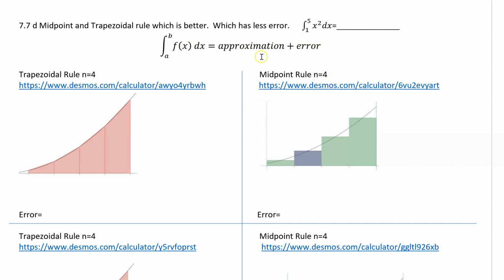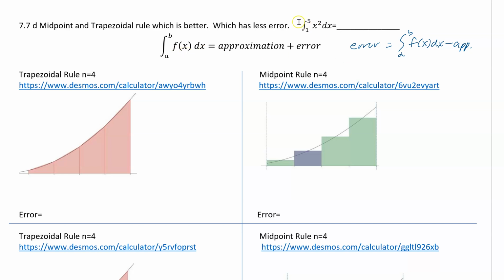If you take the approximation, do we have to add something to get the actual value, or subtract it? If we had to add it, that would be a positive error, and if we have to subtract it, it would be a negative error. Basically, our error is just the integral from a to b of f of x dx minus our approximation. That's all we have to do to find the error.